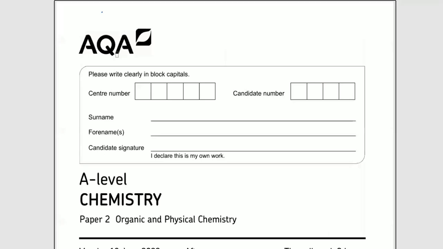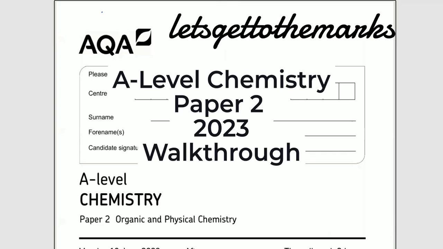Welcome to Let's Get to the Marks. We're looking at the A-level chemistry, paper 2, organic and physical chemistry. This is the 2023 paper walkthrough.